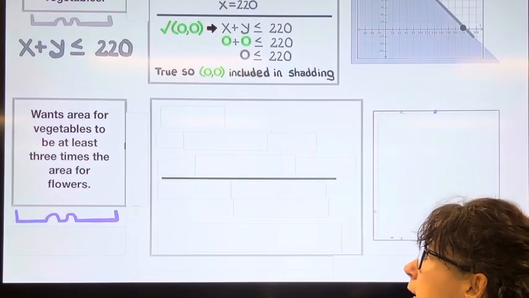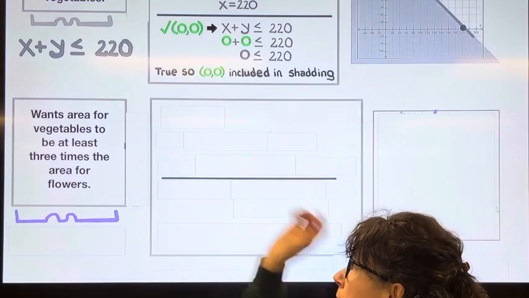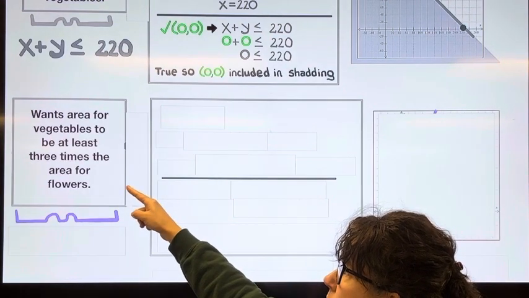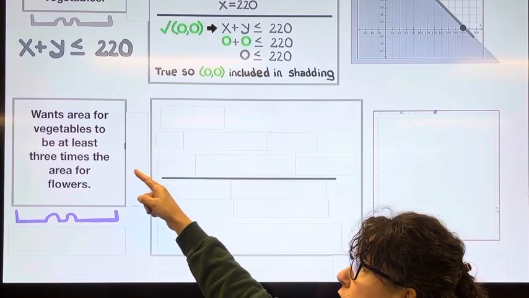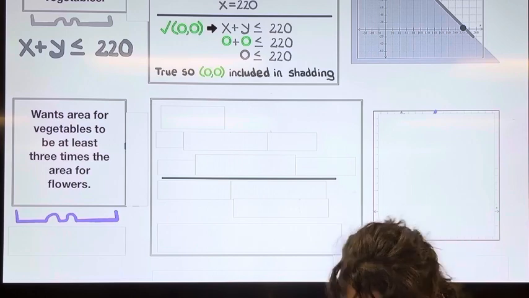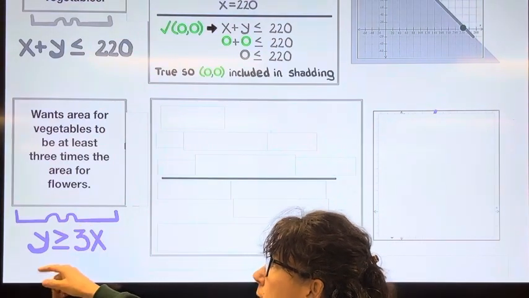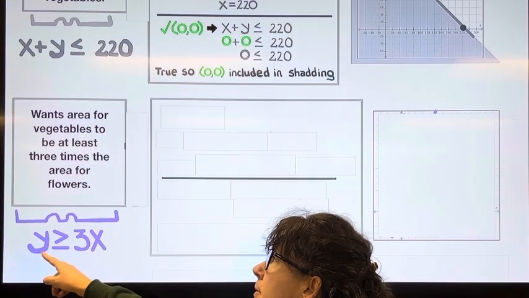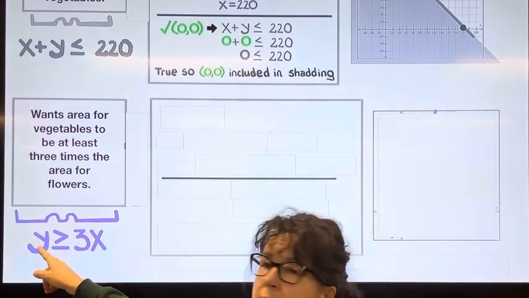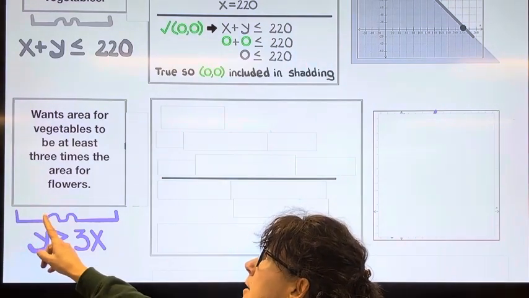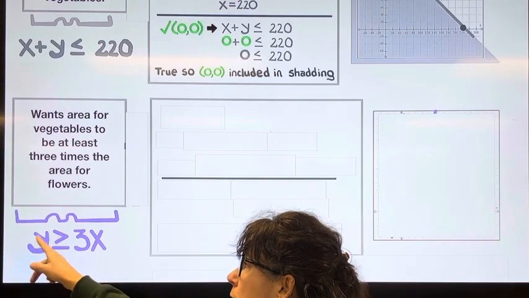Okay, so for my inequality, if you think about which one is more, the area of the vegetables is going to be at least 3 times. So vegetables is going to be the one that is going to be more. So the alligator eats the big one. So my vegetables was Y. And then 3 times the flowers, 3 times X. And this side here, we want the vegetables to be at least. So it means bigger than or equal to. So we're going to eat that guy.